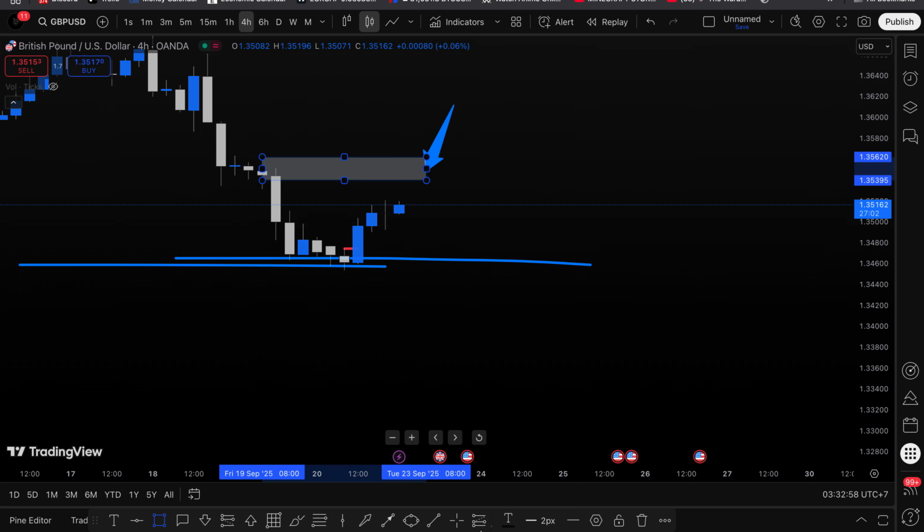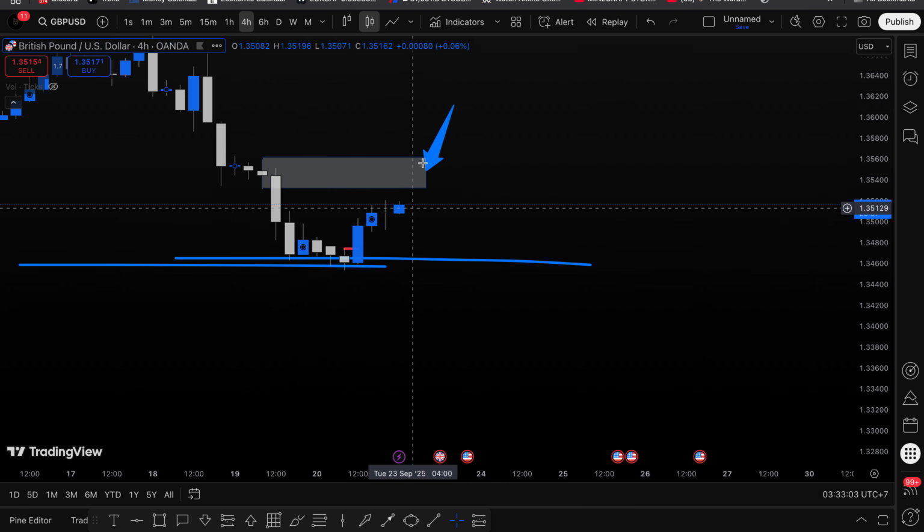This is the supply zone for the 4-hour right here, our most recent supply zone. When price breaks this supply, we can look for buys, right? Give me 1 second.